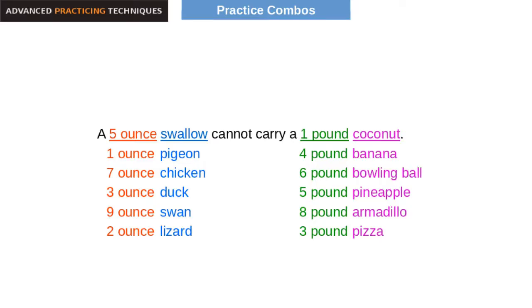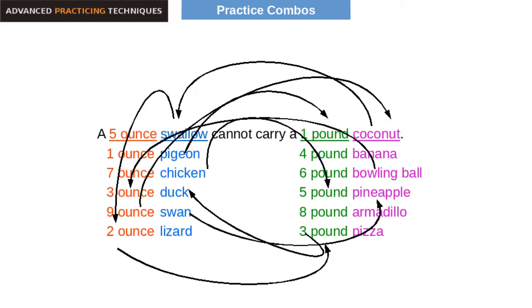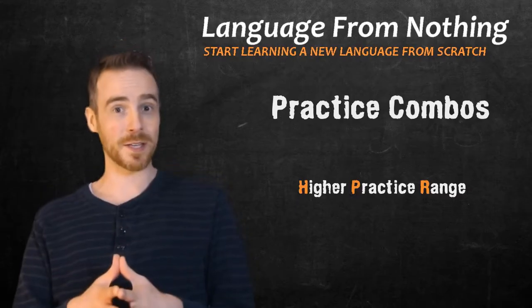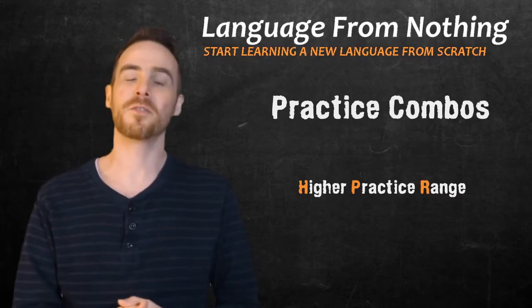And then with my practice combo, I can substitute all of these words, mixing and matching them in different ways, making lots of new combos for great practice. So basically, a practice combo allows you to practice multiple things at the same time. And speaking of mixing and matching, that brings us to our final technique.